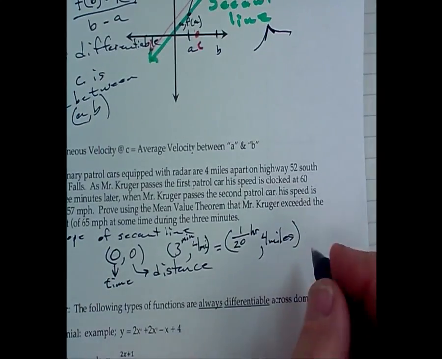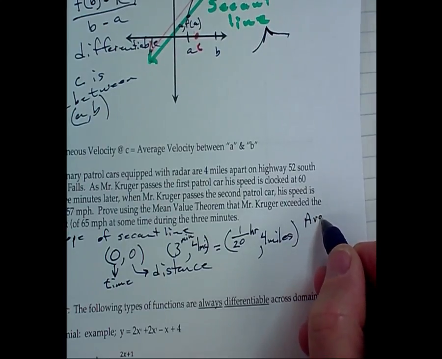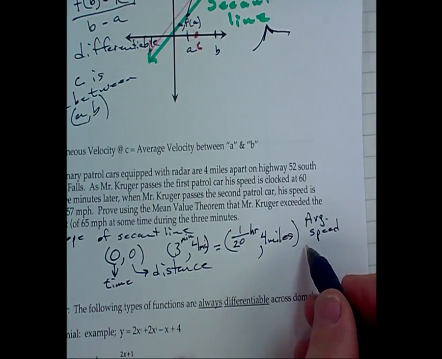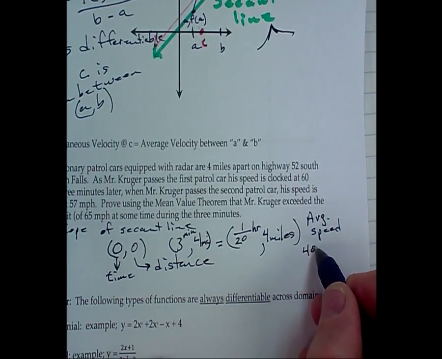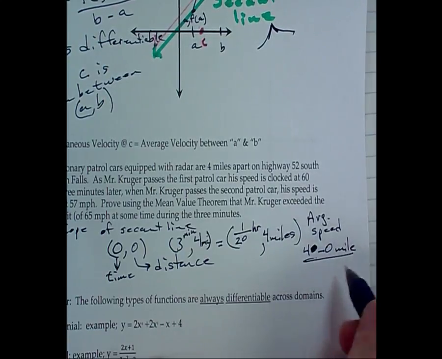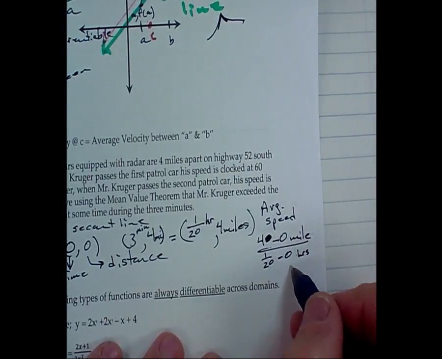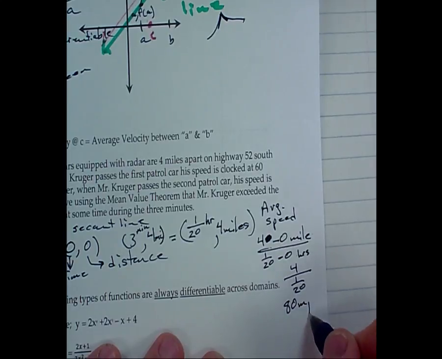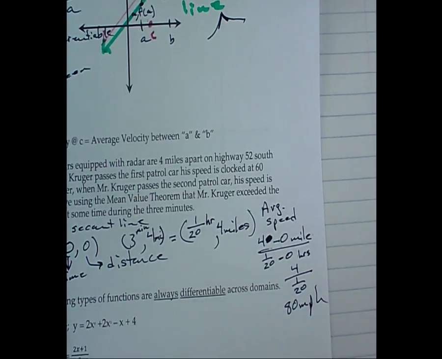Owen, tell me how to figure out my average speed. You use the slope formula. Yeah, tell me what to write. 4 miles minus 0, over 1/20th minus 0, and this is hours, correct? And I get 4 divided by 1/20th. What is that? 80 miles an hour. That is 80 miles per hour. That's my average rate in 3 minutes.